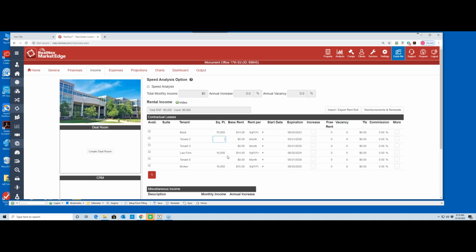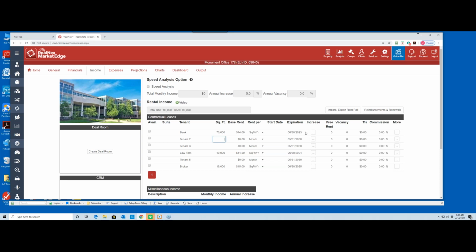I've got a law firm, 10,000 square feet at $14.50, and then I've got a broker, 16,000 square feet at a rent of $15. What I had in mind when I put this example together was that these leases were signed at different time periods. So the bank signed a lease when rents were $14 per square foot. The law firm signed one when rents were $14.50 a year later, and then 1 year later, the broker signed a lease at $15 a square foot. Each of those were 5-year leases, and so we're going to see that they expire at different time periods.